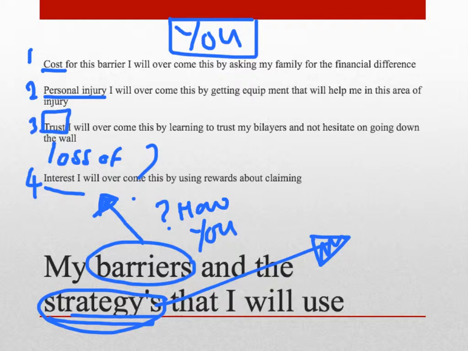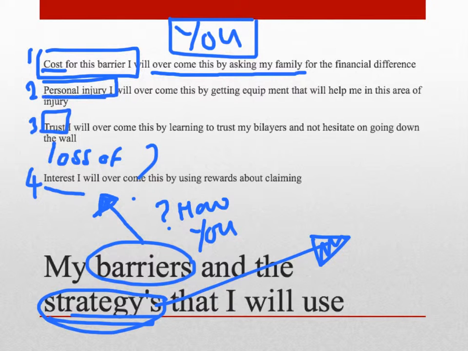But be clear. For example, cost. "For this barrier, I will overcome by asking my family." Well, you haven't explained why it's a barrier. You've just gone straight into the strategy of how you're going to overcome it. More detail required for both. Personal injury, again, you haven't explained what's wrong with you or what injury you have and why this would stop you from participating in exercise. Again, you'll overcome it by getting equipment that will help you in this area of injury. But I don't know what the area of injury is.